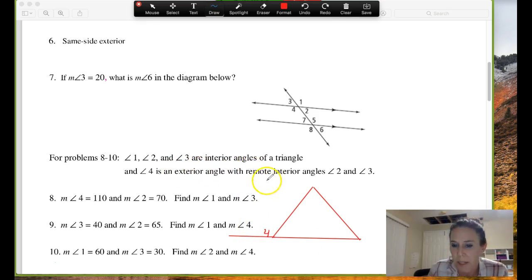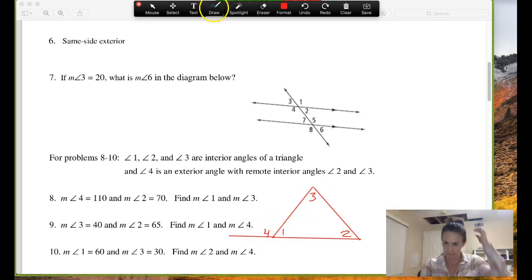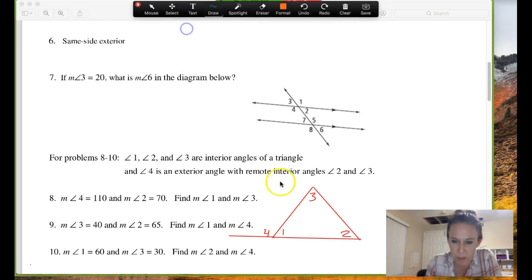And its remote interiors are 2 and 3. So if this is 4, remote interiors will be angle 2 and angle 3. This will have to be angle 1. If this is an exterior, remote interiors mean the two opposite angles, okay? Now let's just be reminded of our little theorem. The exterior angle is equal to the sum of the two remote interiors. And just remember that when we're working with these.